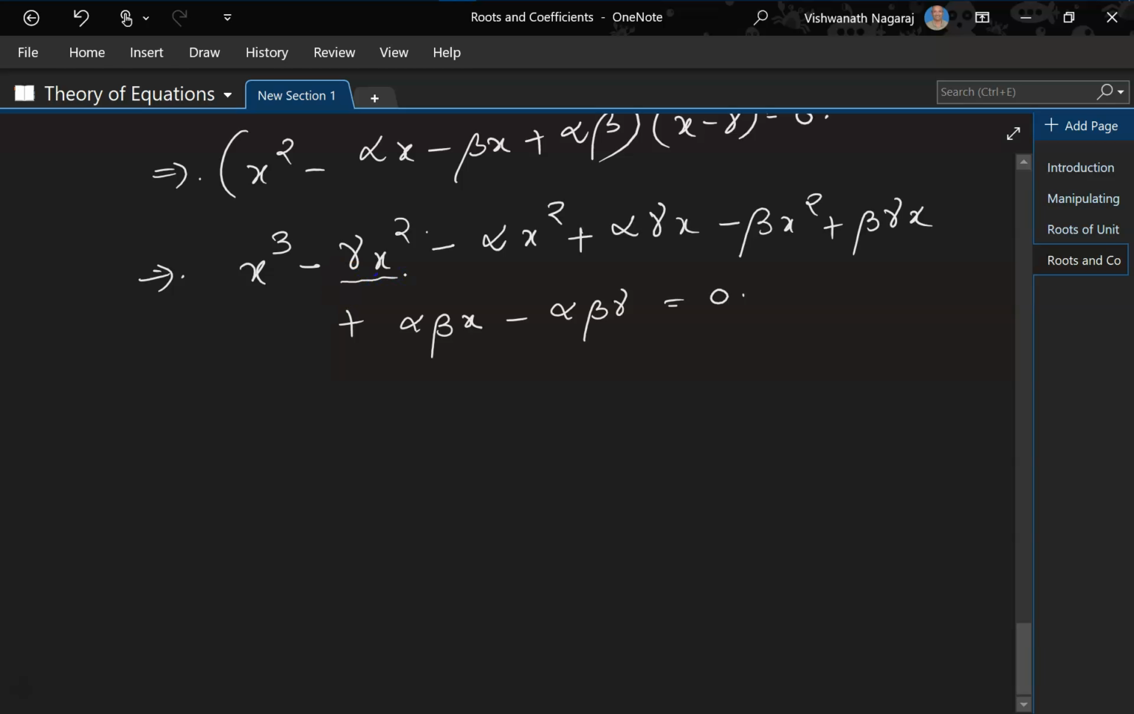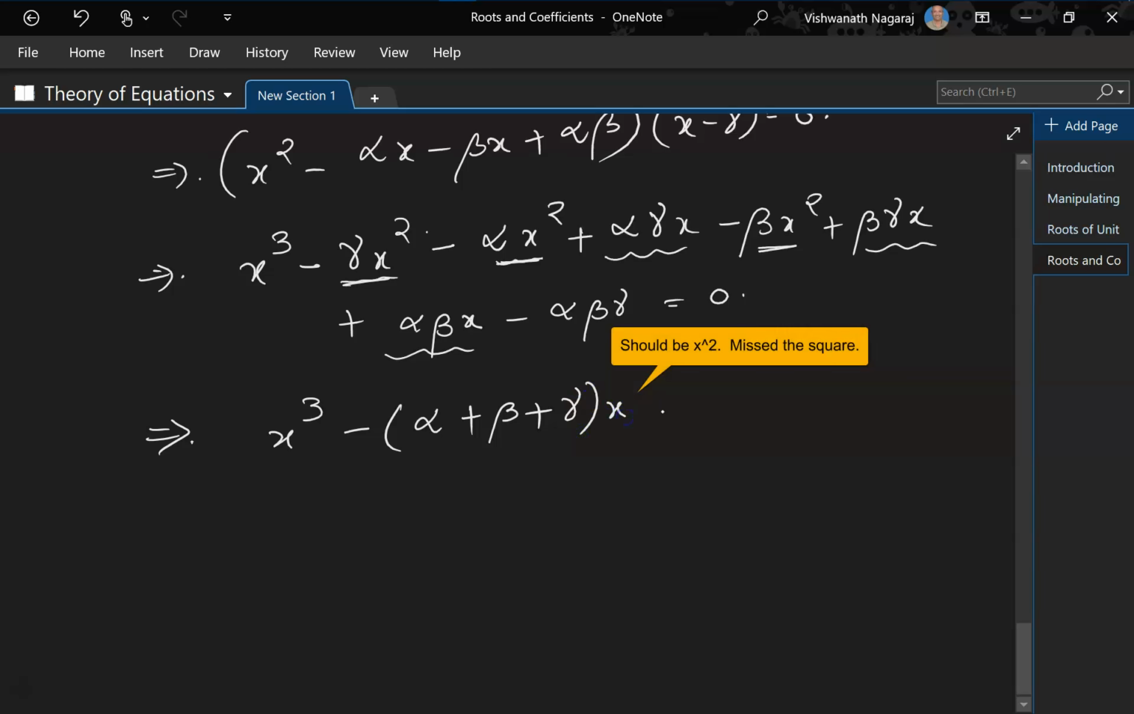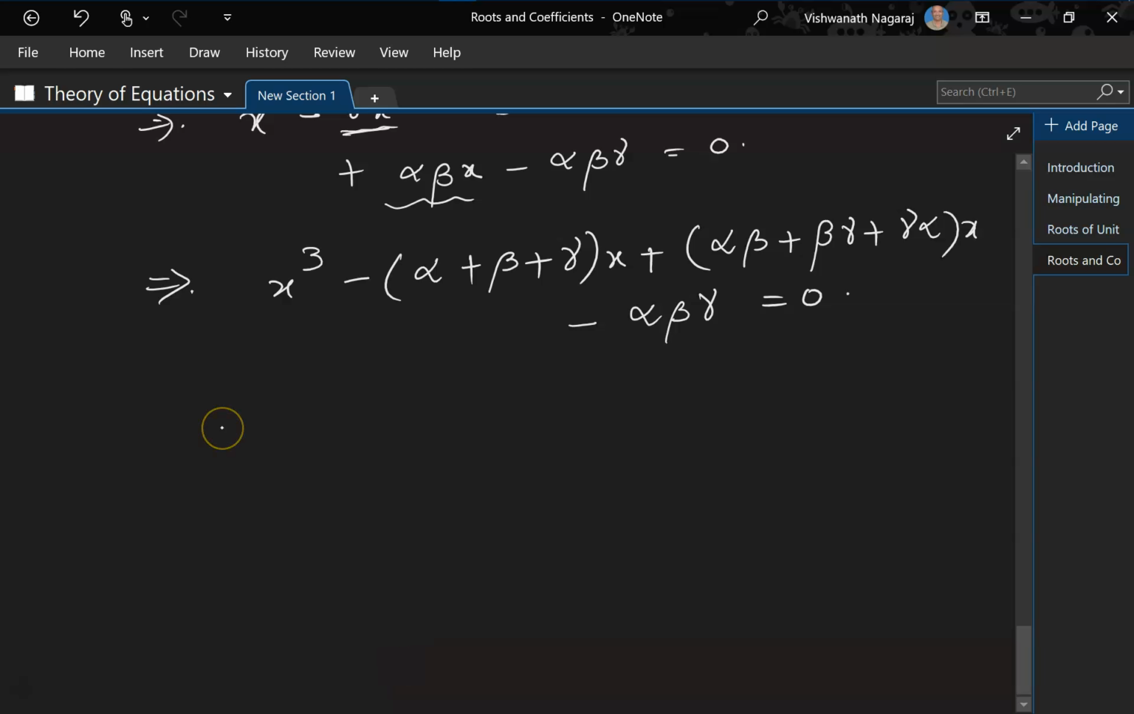Okay, now let's find the common terms. x square, let's use a straight line. So this equation can be written as x cube minus alpha plus beta plus gamma x square plus alpha beta plus beta gamma plus gamma alpha x, and finally minus alpha beta gamma is equal to 0. Okay, now we have this equation.